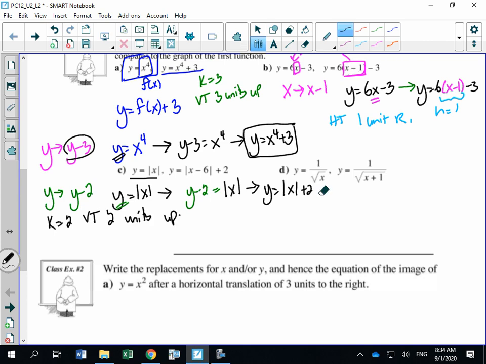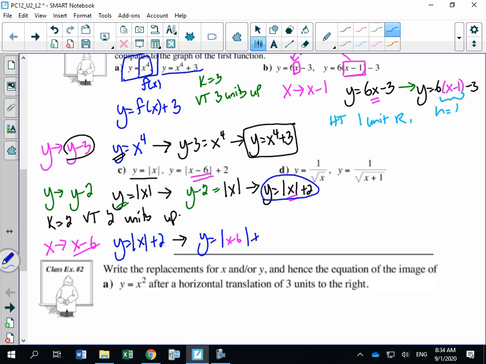Okay, now this is our function where we're at, and we need to insert an x minus 6. So I need to take out this x here, and put in an x minus 6. That's the replacement. So x is going to be replaced with x minus 6. So let's take our function where we are at: y is equal to the absolute value of x plus 2. And now I'm simply going to replace the x with x minus 6, and then plus 2. That is my transformed function.